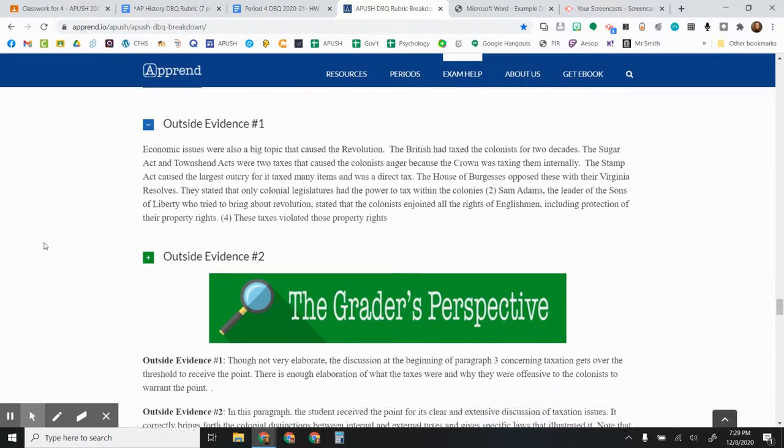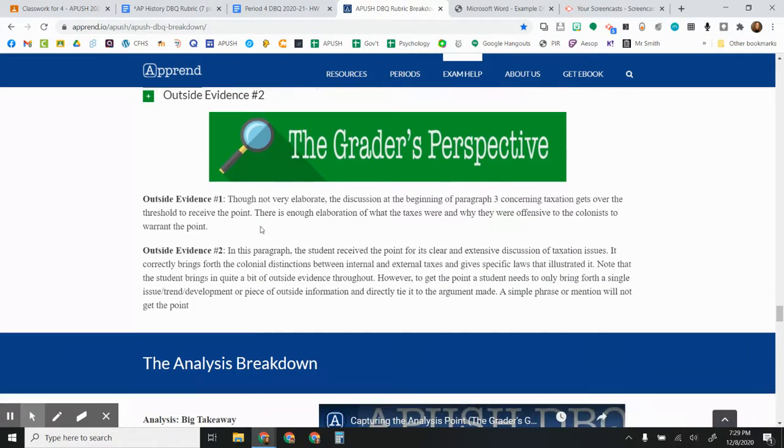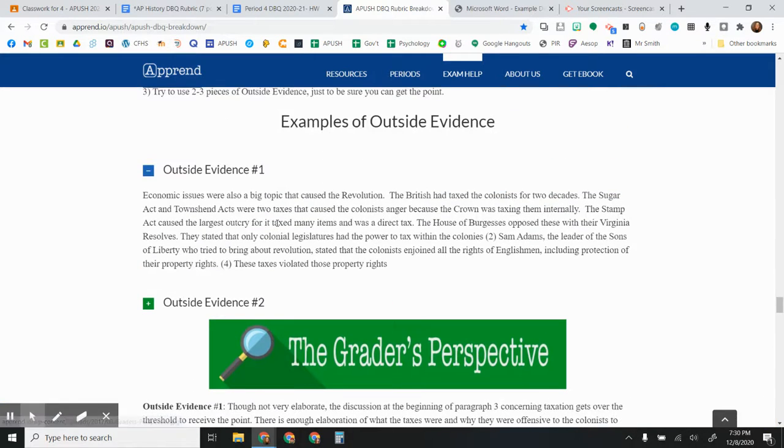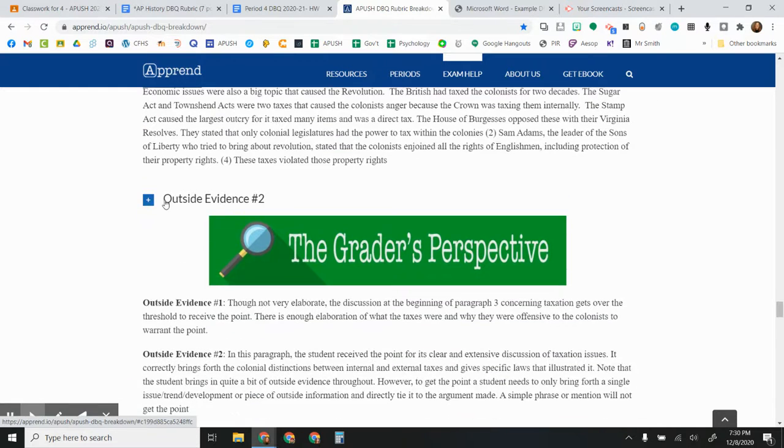So there is a lot of information right there. Down here it says, it's not very elaborate. The discussion at the beginning of paragraph 3 concerning taxation goes over the threshold to reach the point. So it gets there, not very well. It's something they have to think about probably, the scorers, and be like, does this work? Does this not work? And you don't want that. There's enough elaboration of what the taxes were and why they were offensive to get the point, but it's not super artfully done. Let's look at the second one.